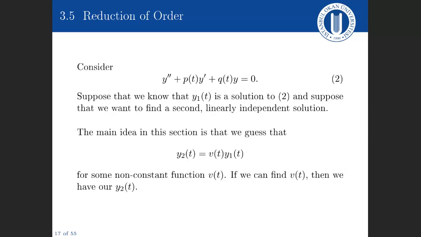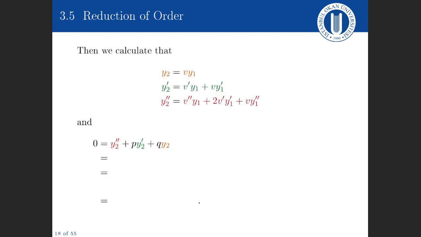The main idea in this section is that we're going to be making a guess. We're going to guess that y2 is equal to some function v(t) multiplied by y1. If we can find v(t), then we have our second solution, y2. So a similar idea to the idea from the previous section, but generalized. So we're going to start by guessing that y2 is v multiplied by y1.